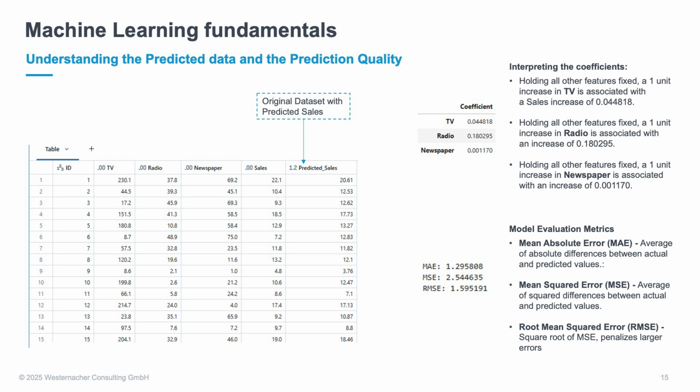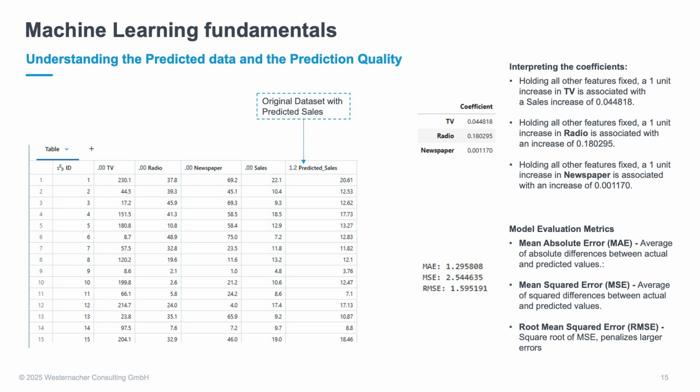So it's important now from this model, or from this data set, what I understand is radio is the one where I should be spending more money to generate more sales. Okay. So that coefficient is one of the measuring parameters coming out of a machine learning model. The next one is model evaluation metrics.